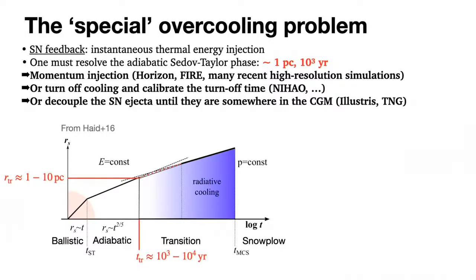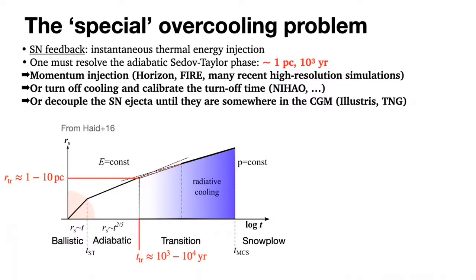So you really want to resolve that phase, and if you don't, you can instead apply the final momentum that you would get out of that adiabatic phase, which has been predicted from high-resolution simulations in the ISM of galaxies. That's actually a method that people use very often in cosmological simulations. They put the final momentum that you get from a supernova explosion into the grid, into the surrounding cells from where you have the exploding star.